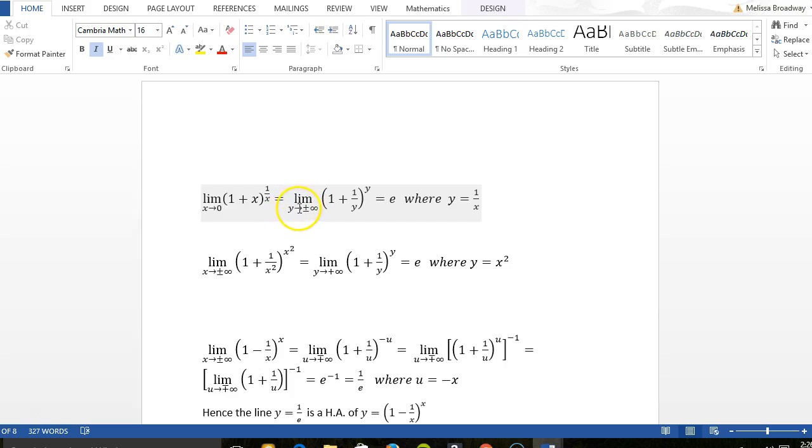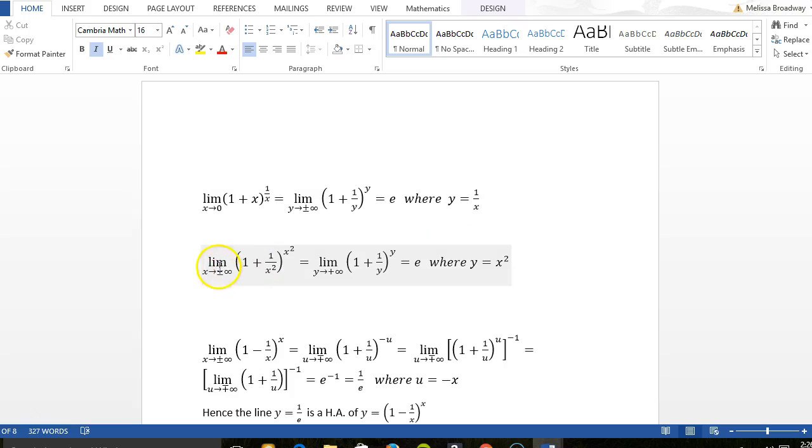But ultimately, it doesn't matter. Because remember, from the definition, the limit is y goes to either infinity. I replace x with 1 over y, so I'm going to replace 1 over x with y. So they're mutual reciprocals. So, hey, this is e. It didn't matter. That's really nice. Okay.